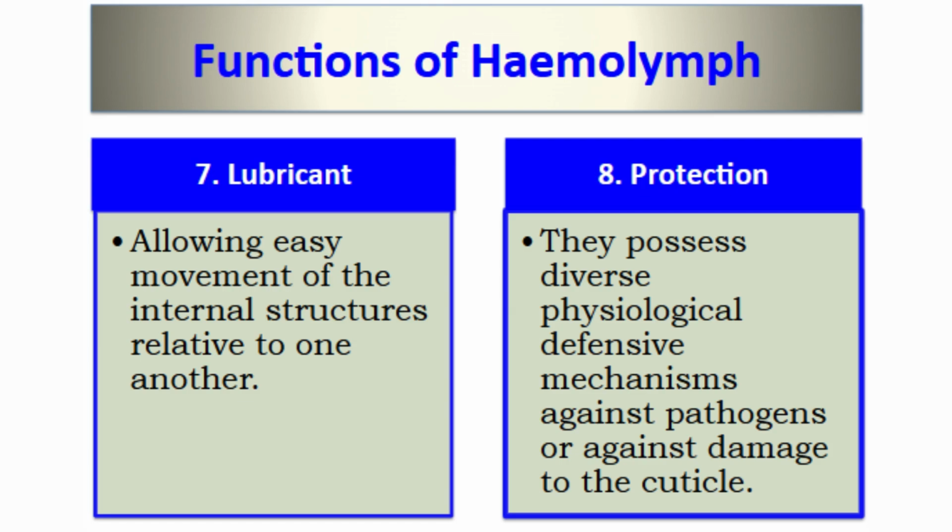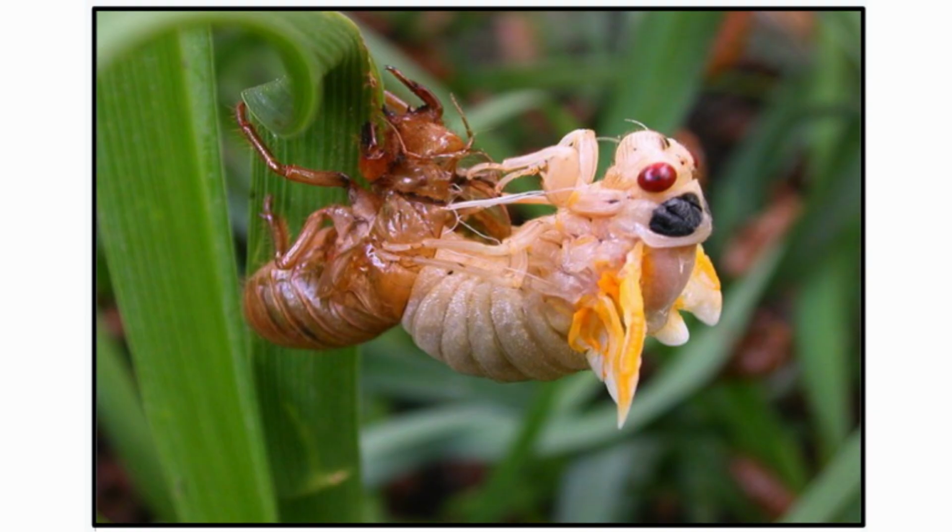Unlike vertebrates, insects do not have the classical antigen-antibody system. However, they possess diverse physiological defensive mechanisms against pathogens or against damage to the cuticle. The term insect immune system simply refers to the mechanisms that permit the insect to resist infection by microorganisms. Interestingly, the circulatory system also helps during molting, where increased pressure helps the insect shed its old exoskeleton and grow a new one.